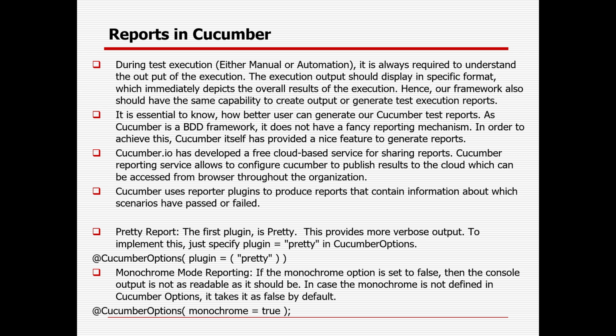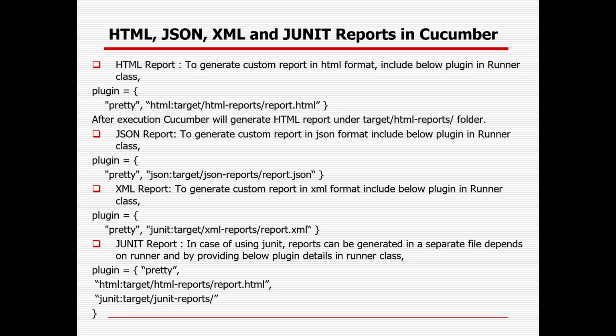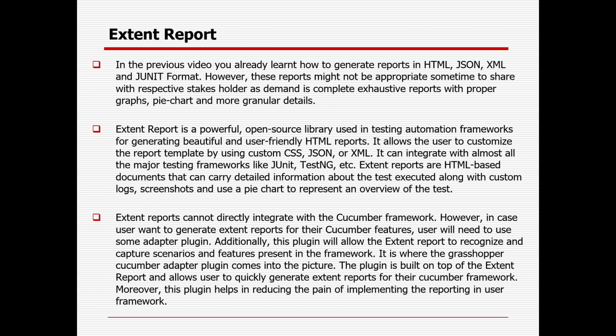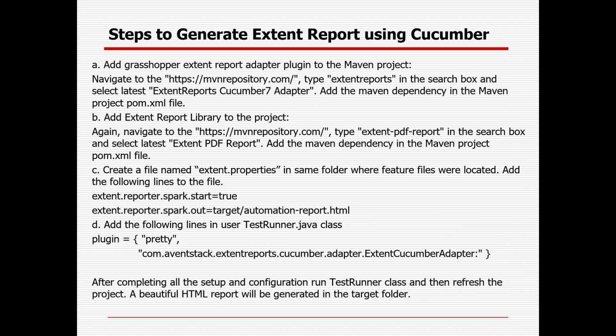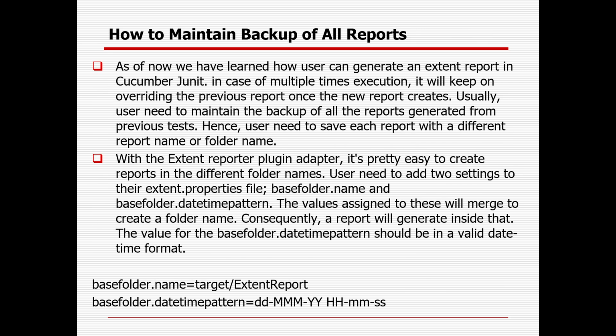There are a lot of reports you can generate, starting with pretty report, monochrome, HTML, JSON, XML, and JUnit report. But the better way is the Extent report, where you add two more dependencies. You can create an extent.properties file and add some lines of code, but that report might be replaced every time you execute, so it is better to have a backup. So you can add two more lines, create a folder, and keep the backup, so that all the reports are ready.